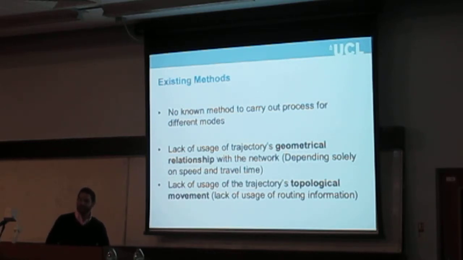Existing methods: not a lot of research has touched strongly on addressing the network matching problem. However, a couple of studies here and there have worked on similar or parallel problems. Some of them, however, lacked a study of the geometrical relationships between GPS points and the transport network that a trajectory is traveling on.